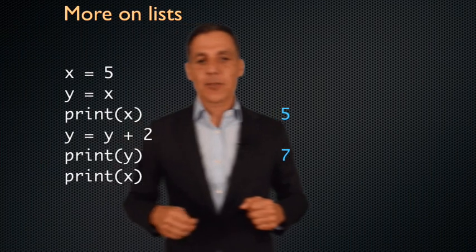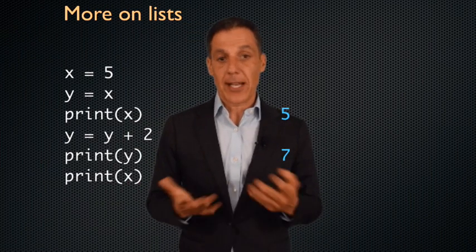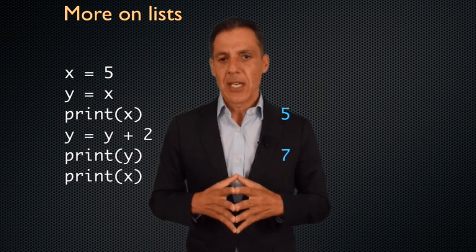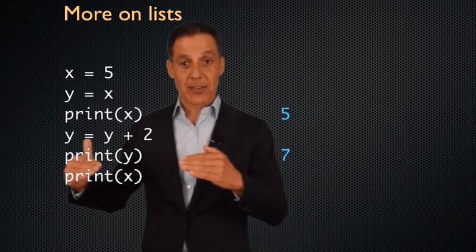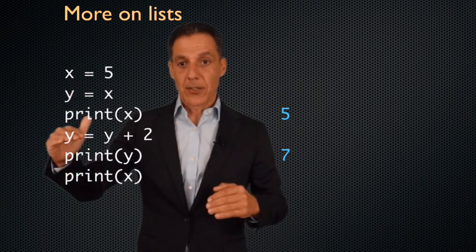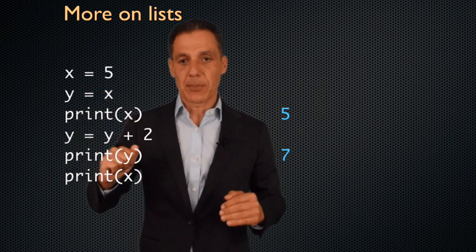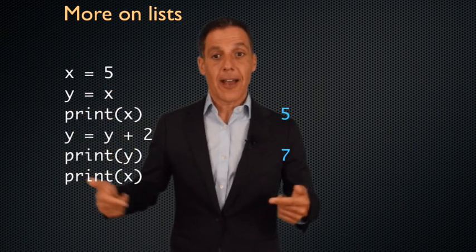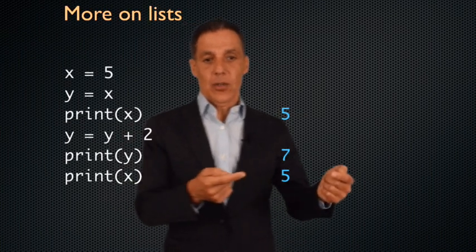Now, when I go to ask for the value of x, what do I get? Think about it for a second. If you're not sure, go ahead and pause the video and think about it. Well, there are 2 options that you may have said. You may have said 7, because I reassigned y to be 7 and y is equal to x up here. Or you may have said 5, because 5 is the original value. And of course, it is 5.